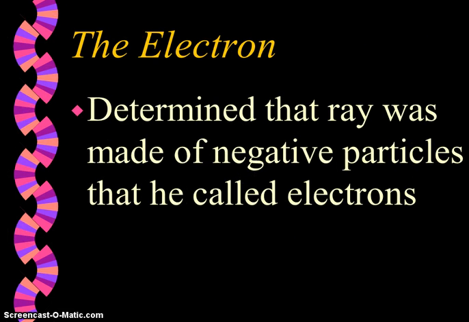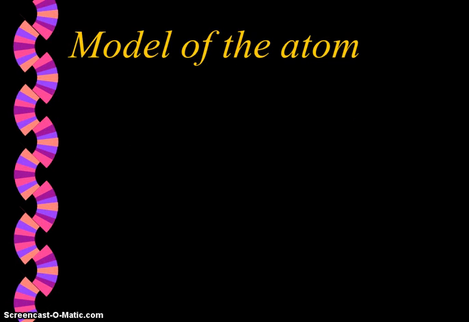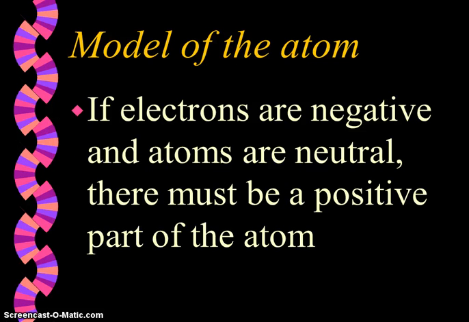So when we look at electrons, it was determined that rays were made of negative particles that J.J. Thomson called electrons. Now when we look at the model of an atom, it was very different back in J.J. Thomson's time than it is today. J.J. Thomson determined that there were these negatively charged electrons in atoms, and it was known that atoms are electrically neutral. So there must be positive material in an atom that canceled out the negative charge on the electrons to give us atoms that are neutral.